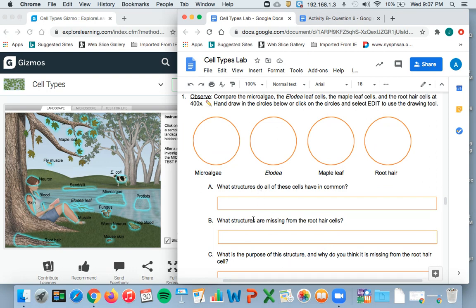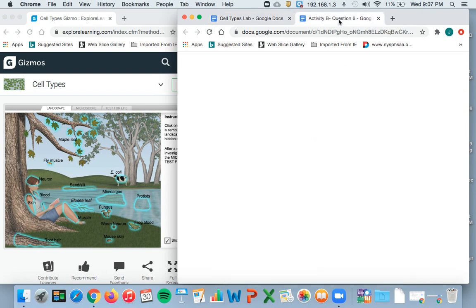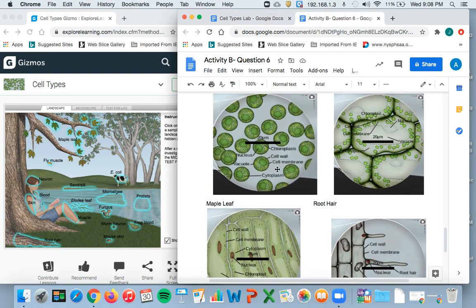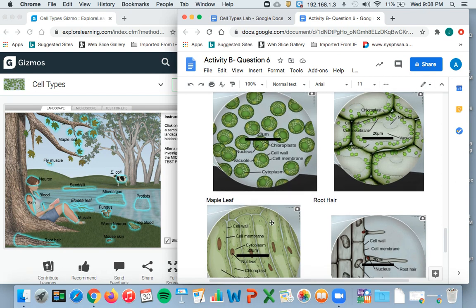Okay, so just by reading these questions, I was able to see that the root hair cells are missing something that all of the other structures, all the other cells, have in common. Okay, so let's take a look at this now. For structures, you are writing the names of the organelles. So you're going to go through each sample and see which organelles every cell has.